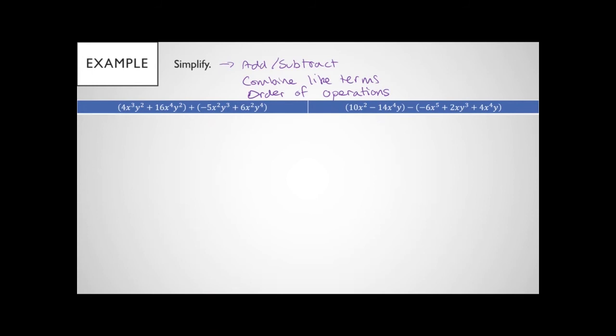These two examples are much more complicated because I've added multiple variables here. I did this because that's usually when people get confused on what like terms are. It's one thing if you have one variable, it's pretty easy, but if you have a combination of variables, that's where it starts to get a little confusing. So I'm going to start with the example on the left, and this is another addition one, so if it's pure addition, you can ignore those parentheses. I'm going to just write it without the parentheses.